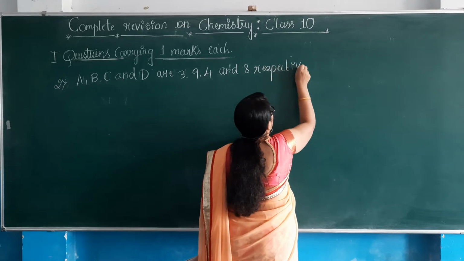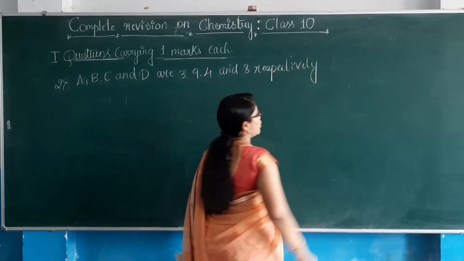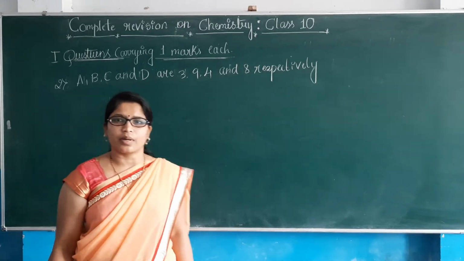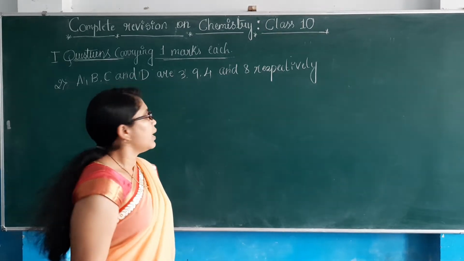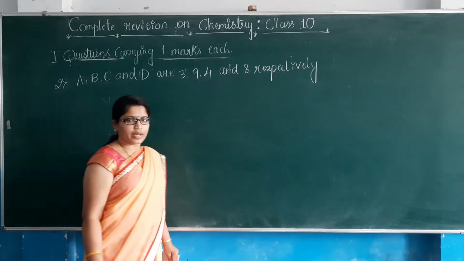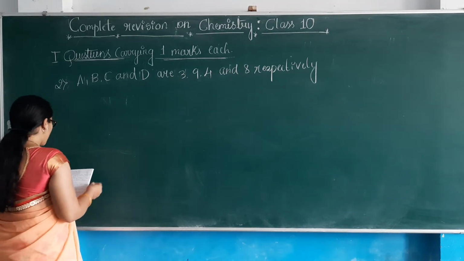Okay. So these are the elements given to us. Their atomic numbers have also been mentioned here. What are the atomic numbers being given? 3, 9, 4 as well as 8 respectively. Fine. So now what are they asking for?